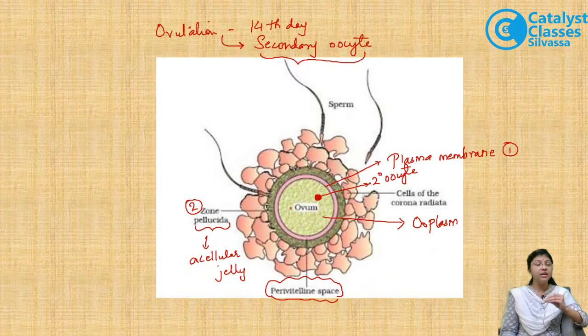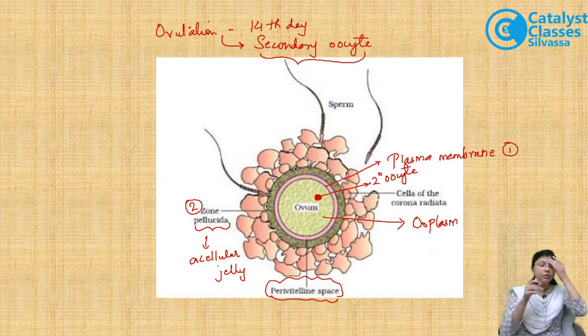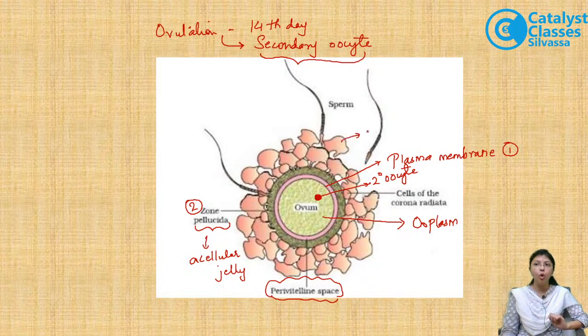Now, whenever the secondary oocyte is released from the ovary, that means whenever ovulation is taking place, certain cells surround the secondary oocyte. I told you in the last class that the complete follicle is not released from the ovary. Only the secondary oocyte with certain follicular cells is released, and the cells which are released along with the ovum are the cells of the corona radiata. What are these cells called?